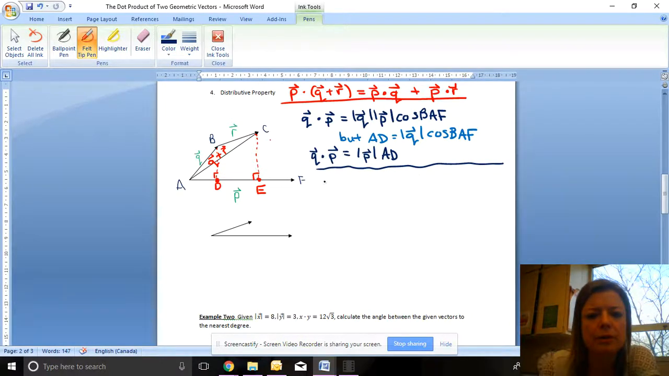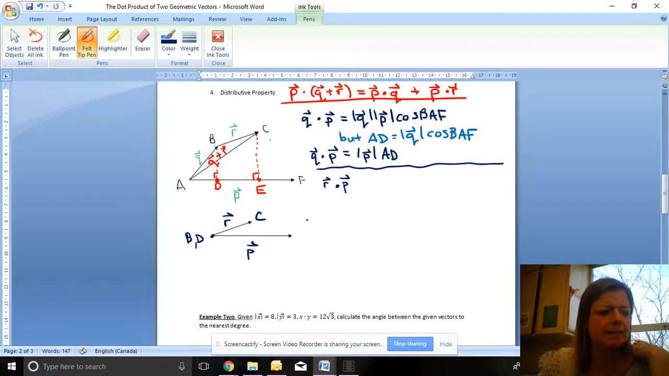Now we're going to do something similar with R dotted with P. So R dotted with P. So now I've created this new diagram. I've just taken R and moved it down so it's dotted with P. So this coordinate here could be seen as B or D. I'm just putting it down. This is C. And then here is E. And this is F. Okay, so I've kept my P. I've just taken R and moved it down to D. Okay, so R dot P is equal to the magnitude of R times the magnitude of P times cos CDE.